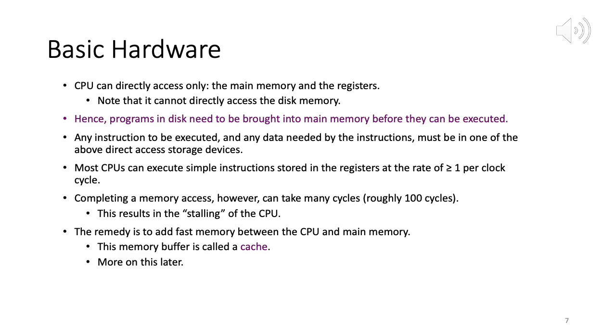So which means that programs which are in the disk need to be brought into main memory before they can be executed. So in a way we know that main memory is volatile, disk is not. So the permanent place where all our programs live is in the disk. Now whenever the CPU wants to run a program, the program has to be brought into the main memory from the disk.